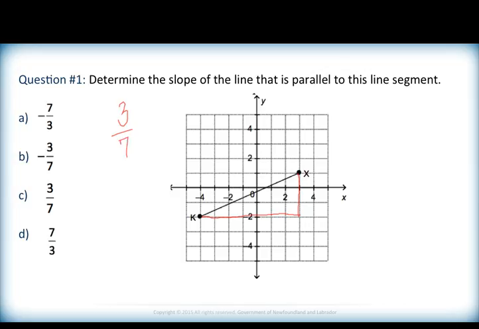And we're just going to check our line now to see if we have a positive slope or a negative slope. And the line is increasing from the left and is going up. Therefore, we have a positive slope. So now we have to discuss parallel slope. Parallel means we have the same slope for each of the lines. So therefore, the slope of the line that would be parallel to this line segment would have a slope of 3/7.